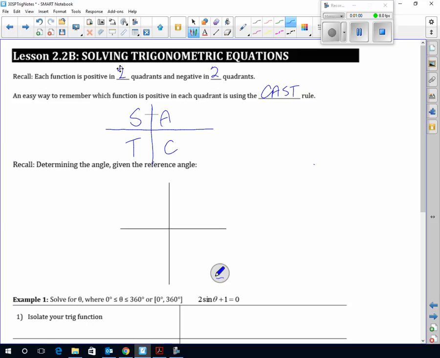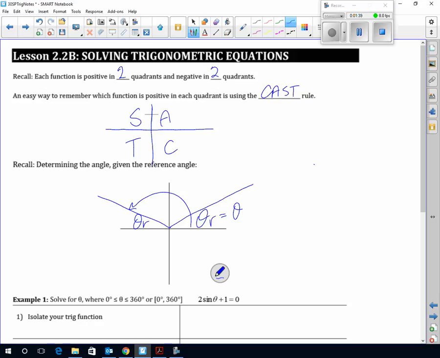Okay, let's recall. This is everything put together: determine the angle given the reference angle. If my reference angle is here, theta r, how would I determine what theta is? It's just whatever it is, they equal each other. What about over here, if I have the reference angle? Well, it's 180 minus that. 180 degrees minus the reference angle is your theta.